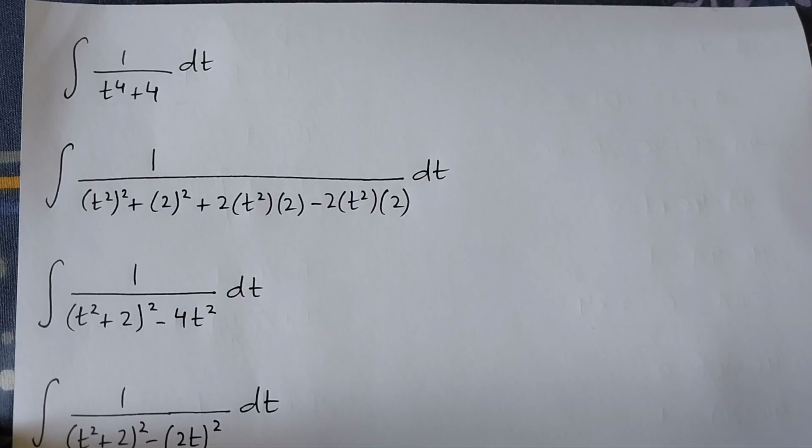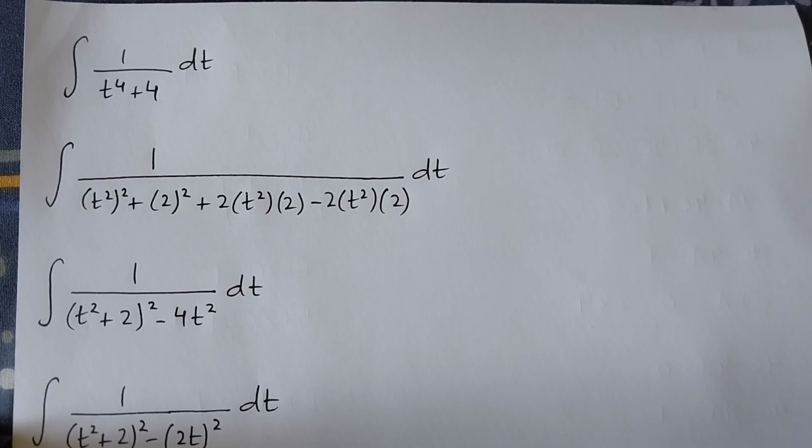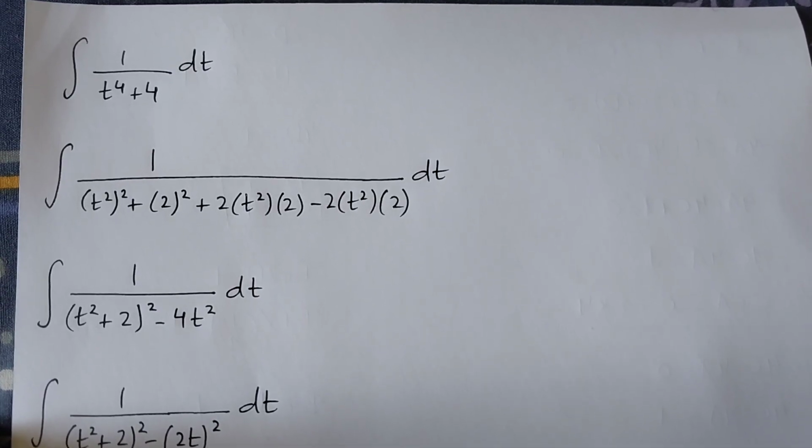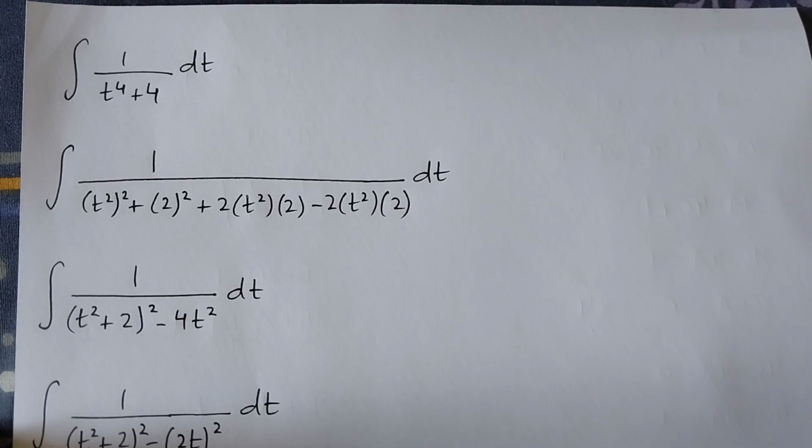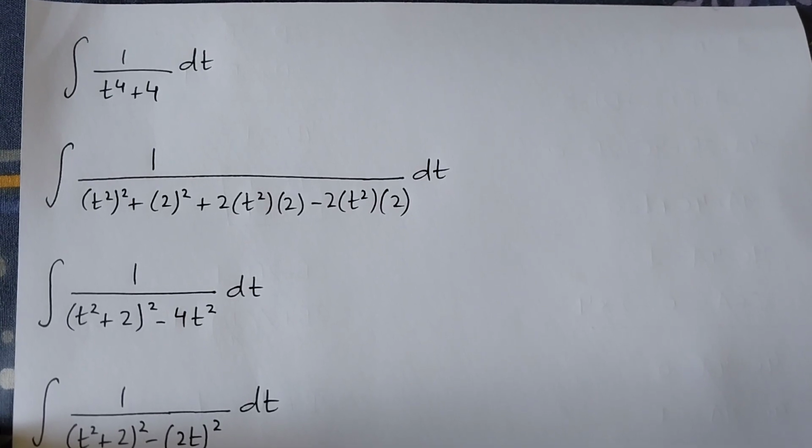So we will write t^4 as (t^2) whole squared, plus 4 as 2 squared. So a square and b square terms are these two terms, and in order to complete the formula we need to write the third term, which is 2ab. So in this case it will be 2 into t^2 into 2, and because this term was not present in the denominator in the question, we need to subtract that as well from the denominator. So minus 2 times t^2 into 2.